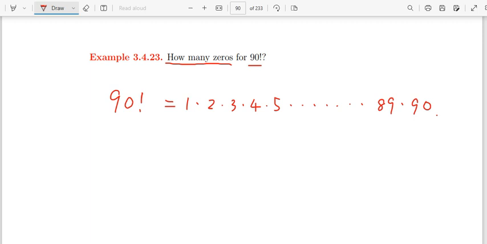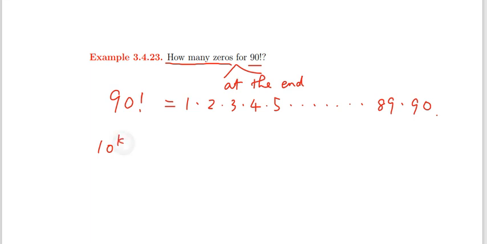So we want to find how many zeros. How many zeros means at the end, right? To be more precise, we're talking about zeros at the end of this number. So we're just talking about what is the largest k such that 10^k is a factor of 90 factorial. We want to find the largest k. So again, 10^k equals 2^k 5^k.